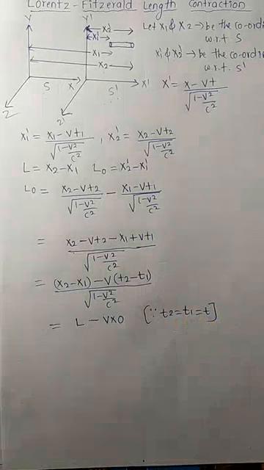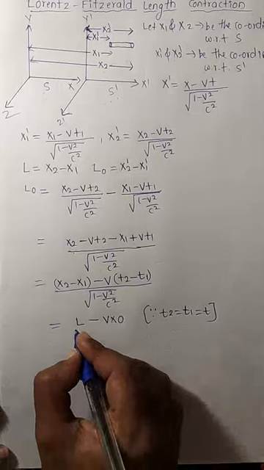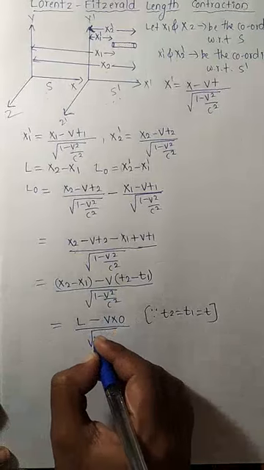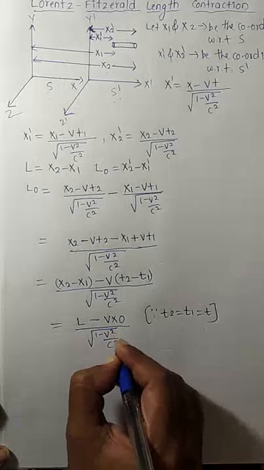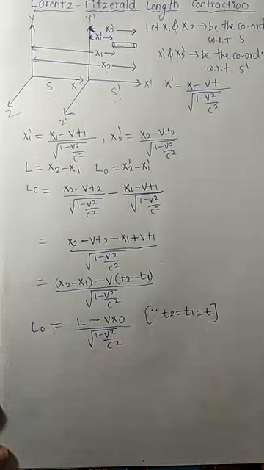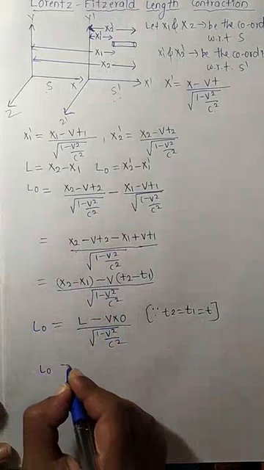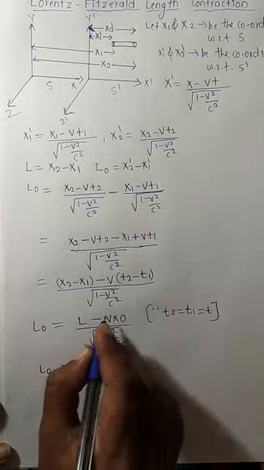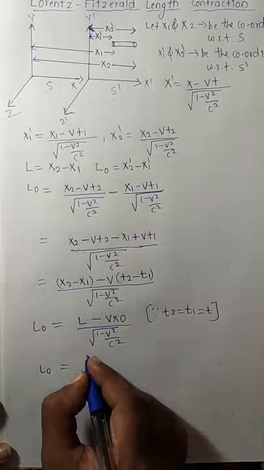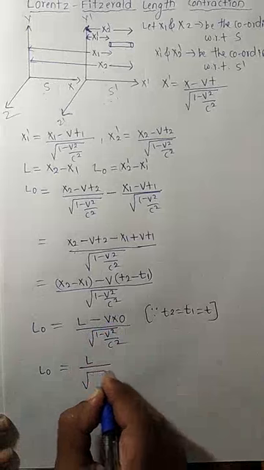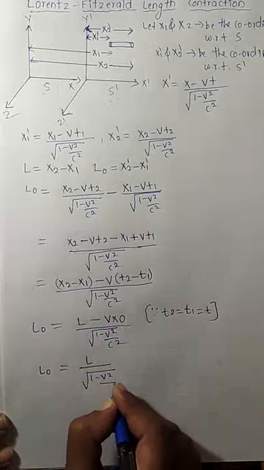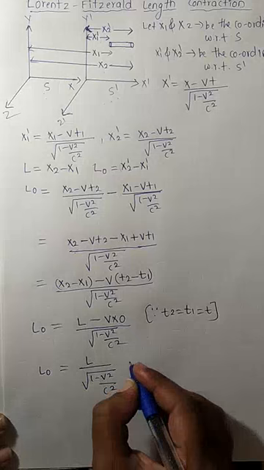At the same time, we are going to observe that both frames of reference are observing the length at the same time, so it will be the same. Divided by what is remaining? Square root of 1 minus V square by C square. This is what L naught is equal to we got. Now L naught is equal to V into 0, which means V 0 only. So L naught is equal to L divided by square root of 1 minus V square by C square.